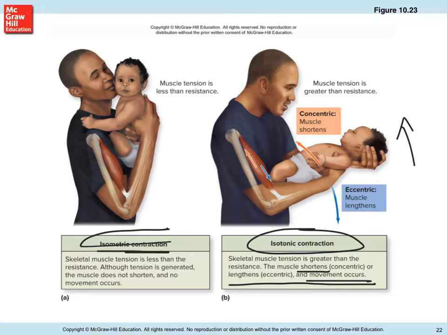The isometric is where the skeletal muscle tension is less than the resistance, and you're not going to have movement occur. And you can remember it: isometric, think like metric, measurement, iso, it's the same. There's no change in the measurement, so there's no change in the muscle length. Another example of isometric would be pushing on a wall. You're not going to have movement. You're not going to have a change, isometric, due to the difference between tension and resistance.